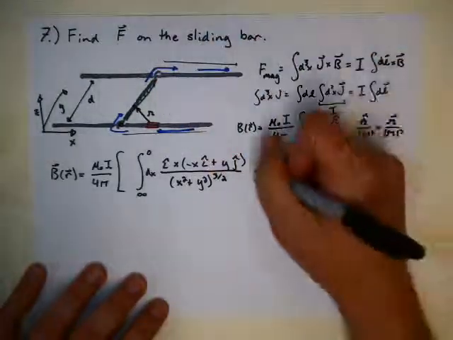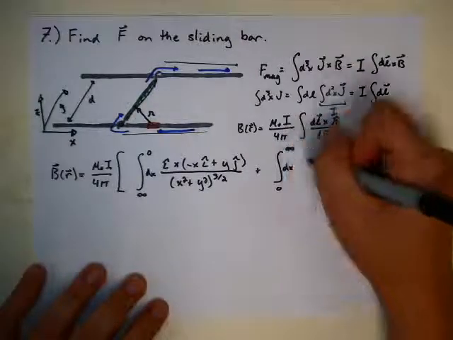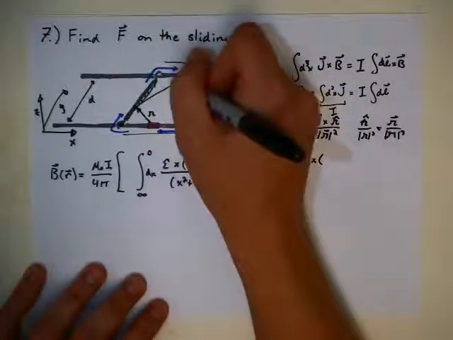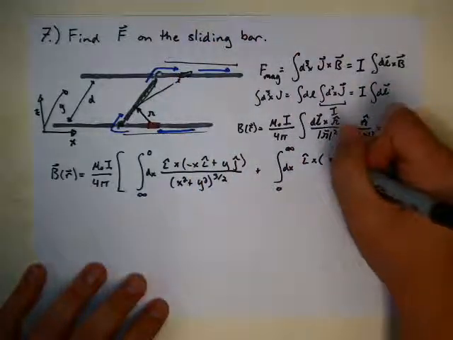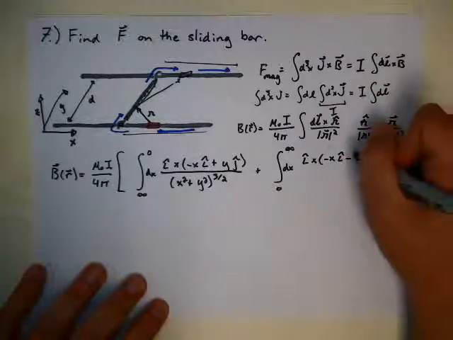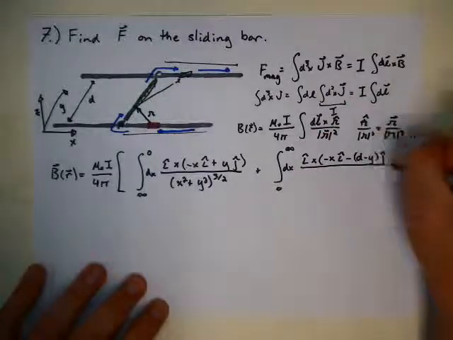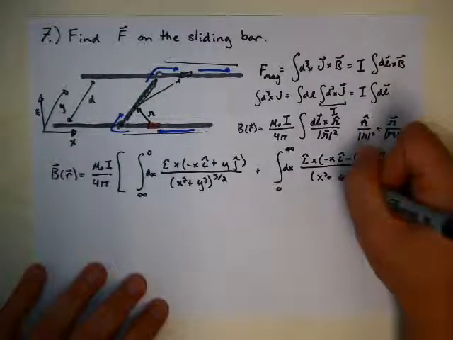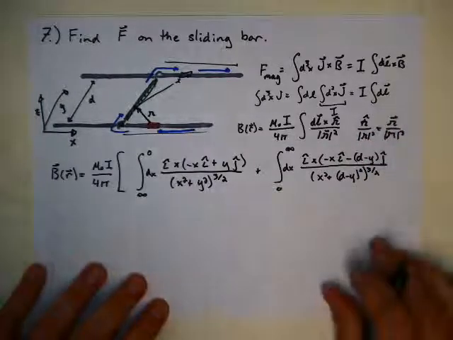In addition, I have to consider the other part, which is going to go from 0 to infinity dx, again I hat cross, and now when I consider a vector like that from some current element on the other side, this is going to be, again, minus x I hat, but then minus d minus y j hat. And again, I'm going to get x squared plus quantity d minus y squared to the 3/2 power.